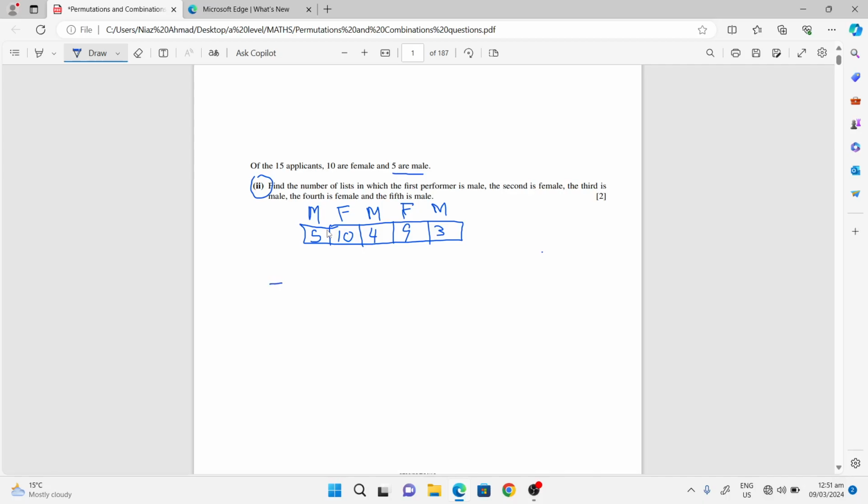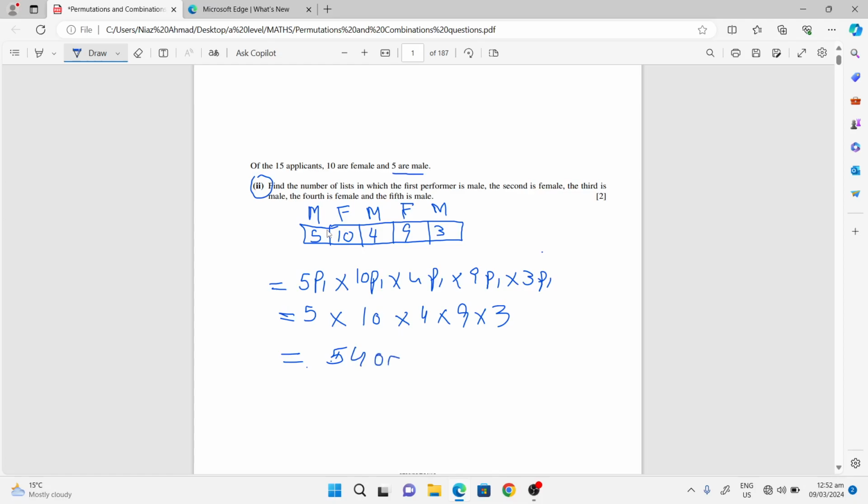So number of lists will be 5P1 multiplied by 10P1 multiplied by 4P1 multiplied by 9P1 and finally 3P1. If you get the calculation, then 5P1 is 5, times 10P1 is 10. Grab your calculator and get the calculation. So 4P1 is 4 and 9P1 is 9 and 3P1 is 3. So if you get calculation from the calculator, the answer will be 5400 lists of different performers according to the condition.